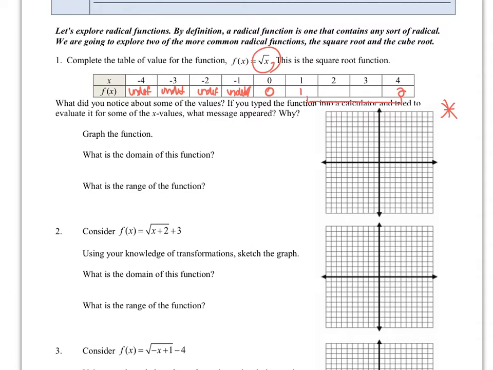The exact value of square root of 2 is square root of 2. The exact value of square root of 3 is square root of 3. Our rounded values, for square root of 2, is 1.414, and the square root of 3 is 1.732. Again, those are rounded. It says, what do you notice about some of the values? Hopefully we notice that some give us errors or undefined. If you typed it into the function and tried to evaluate it for some, what message appeared? That's the error, because you can't take the square root of a negative.